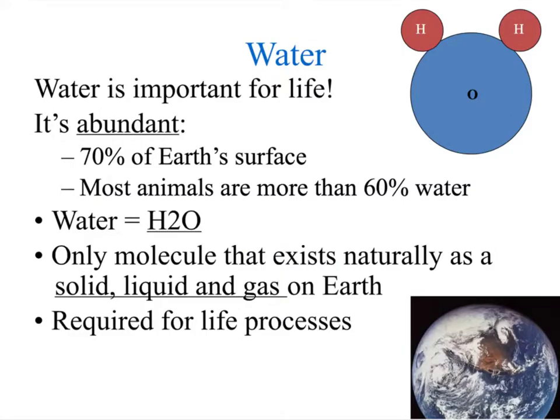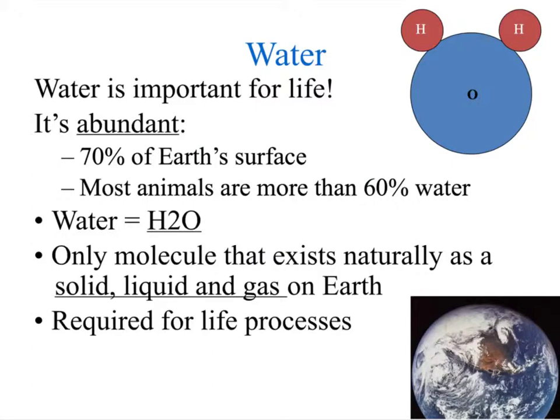And if you look, water has a number of very important characteristics that make it really important for life. The first reason is simply that it's really abundant on Earth. It's 70% of the Earth's surface, and most animals are at least 60% water. Humans, I think, are around 68, 70%. It varies from species to species. Even plants are very full of water.